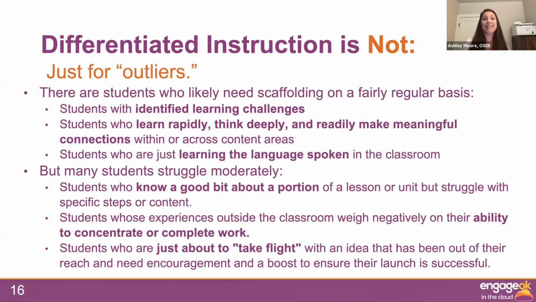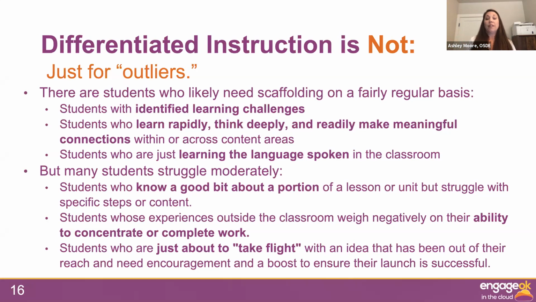Differentiated instruction is not just for outliers. I know that sometimes when we think about that term, the students who immediately come to mind represent populations of students in those outliers. For example, students with identified learning challenges. We know that they need scaffolding on a regular basis. We know we will have students in our classrooms who have those identified learning challenges. We also know that students who learn rapidly, think deeply, or readily make meaningful connections, these can be gifted and talented students, but they may not have been identified for gifted and talented. They may need scaffolding. We know that.